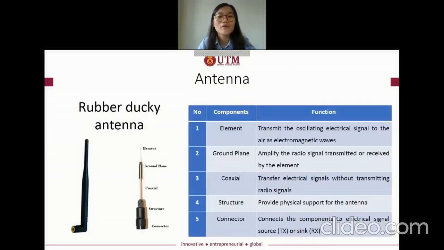Generally, the process of converting oscillating electrical energy into electromagnetic radiation is done by using an antenna. At the same time, the antenna also does the opposite work, which is the conversion of electromagnetic radiation into oscillation of electrical energy. Basically, most radio control systems use a rubber duck antenna. This is mainly due to it being compact and very robust at the same time. The figure shows the components in the antenna, whereas the table shows the function of the components.